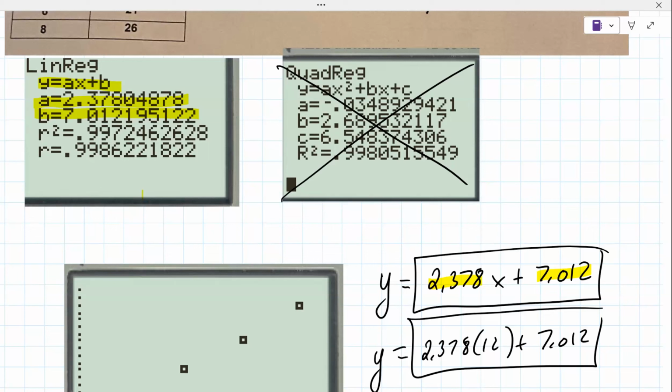Exactly. All right. I mean, this isn't rocket science. It's just someone learning how to use the calculator, but it's easy for us.